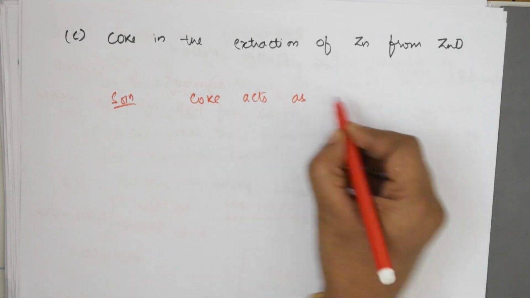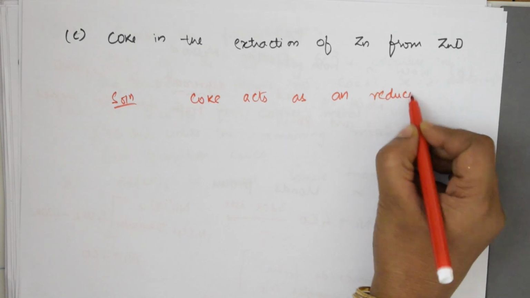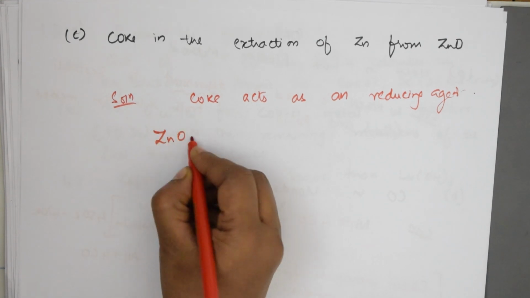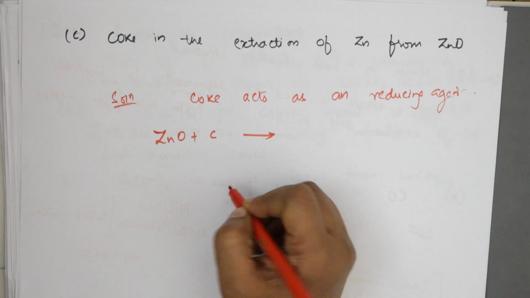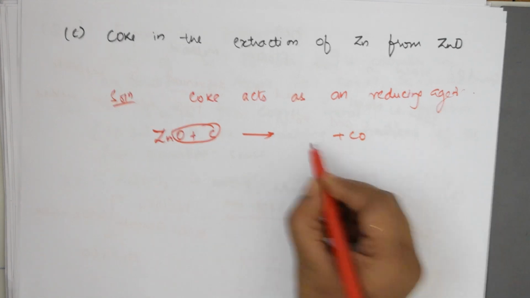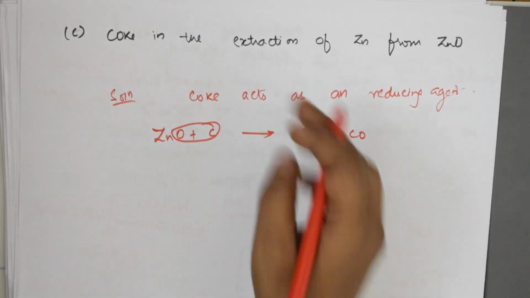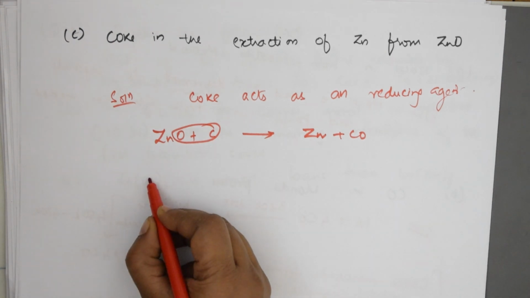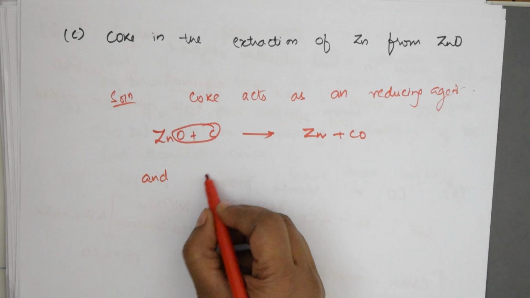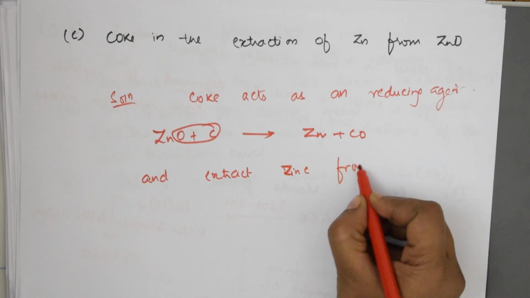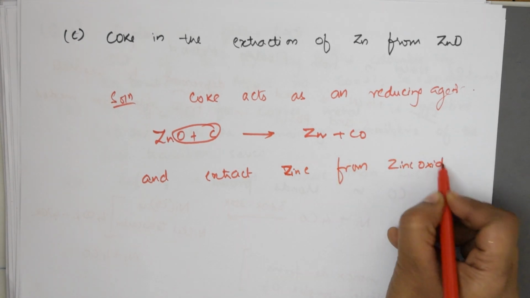So coke acts as a reducing agent. Remember that, reducing agent. And what does it do? Coke is nothing but carbon. When it is added to zinc oxide, it pulls out the zinc. During extraction, this process is compulsory. So coke acts as a reducing agent and extracts zinc from zinc oxide. This is your answer, right?